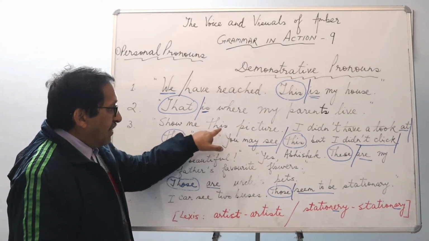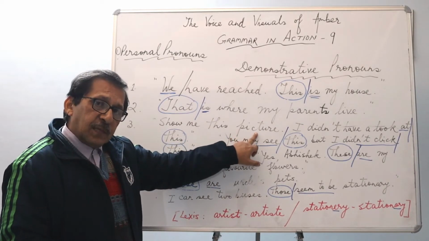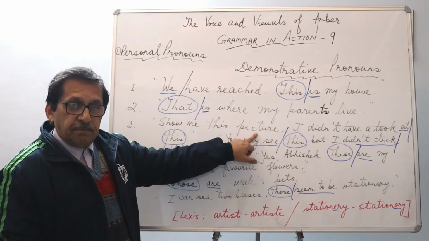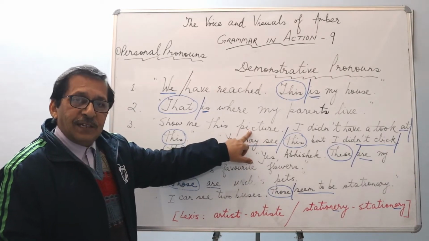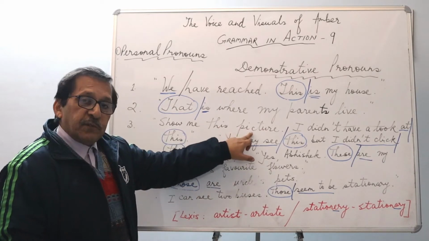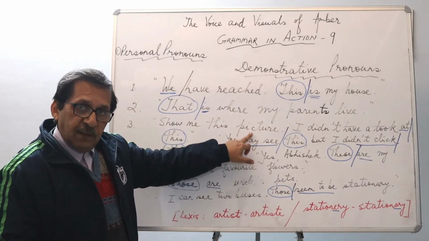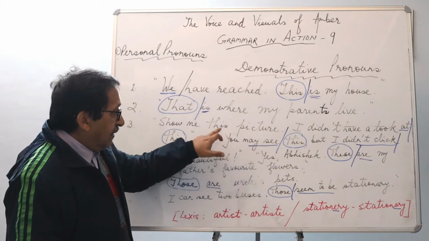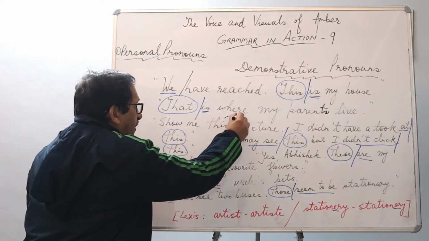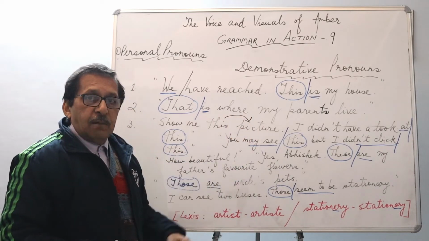So show me this picture. So picture is a noun, and a pronoun comes in place of a noun. A pronoun cannot immediately precede a noun. So this over here precedes the noun picture. So it can't be a pronoun. It is therefore an adjective. An adjective telling us about the noun picture.